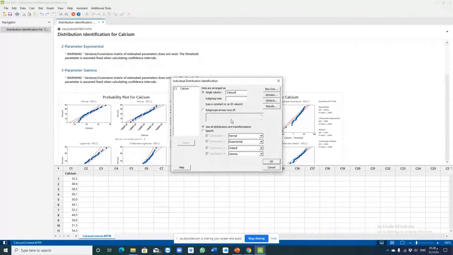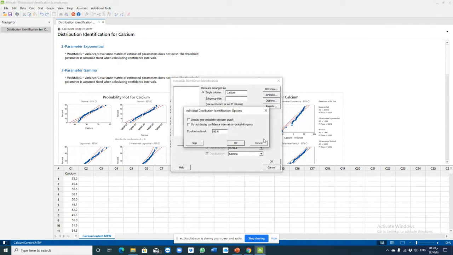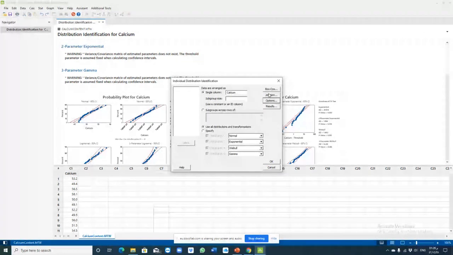And then you leave it for the default option, because the default option uses all distributions and transformations, and this is what we would like to do. You have more options here if you would like to choose the confidence interval. It is common to use 95, and then you press OK.